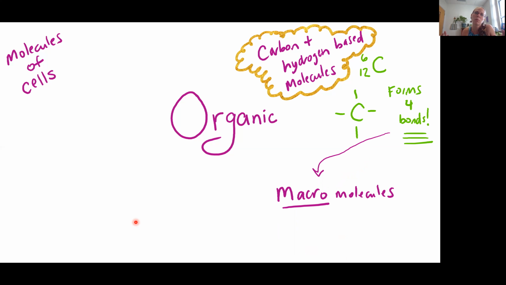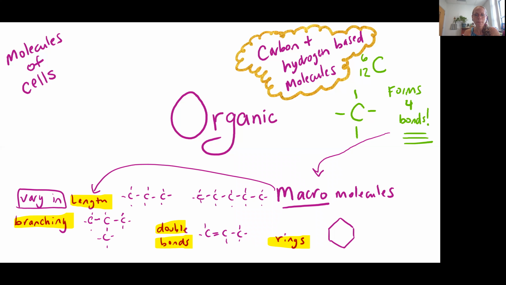And we call really big molecules macromolecules, where, of course, the prefix macro means big. All right, as we look at our different types of macromolecules, just like you can make all sorts of things with those Tinker Toys, you can make all sorts of things using that carbon. And so we will see our macromolecules vary in 4 important ways.